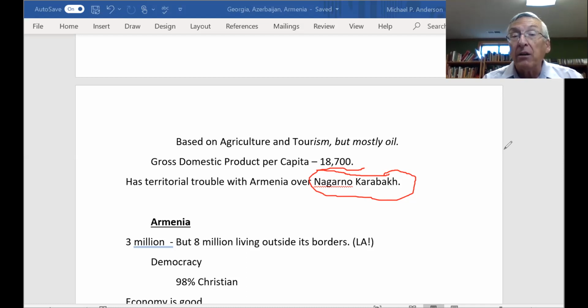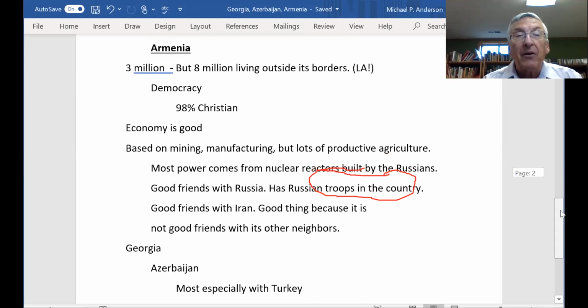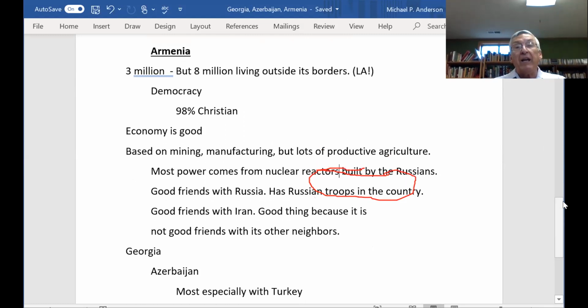Okay, well, let's take a look at Armenia. Where is my darn scroll bar? There it is. Okay, Armenia, not a very populous country, not a very big country, about 3 million, and yet there are 8 million Armenians that speak the language, that feel the culture, that are living outside its border, including a huge number that live in Los Angeles, here in the United States.